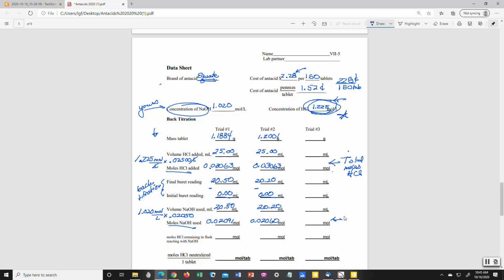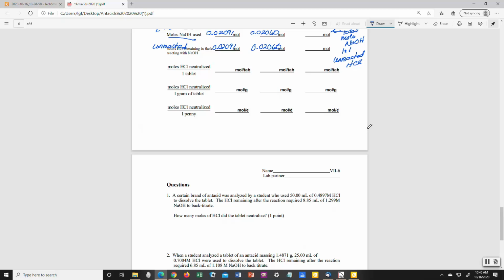Now this is her total moles of NaOH, which is 1-to-1 with the unreacted HCl. So this moles HCl remaining in flask, or yours may say unreacted moles of HCl, is a 1-to-1 molar ratio. So we're going to write down the same number right here for moles of HCl unreacted as moles of NaOH used. Okay, so far so good.